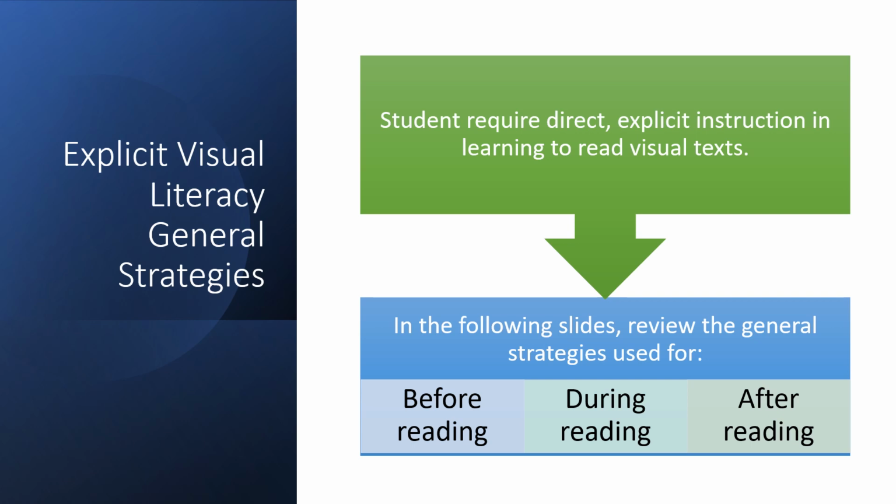So when we're talking about explicit visual literacy instruction, there are some general strategies that can be used pretty much in any domain. Students do require direct, explicit instruction in learning to read visual texts. Just as there are with traditional text, there are strategies for before reading, during reading, and after reading. We're going to go through each one of these, and as we do, you're going to see that there actually is a lot of overlap between traditional print text and visual text.